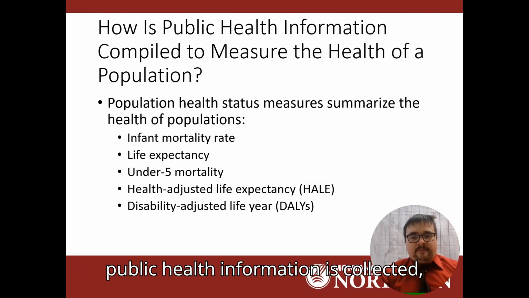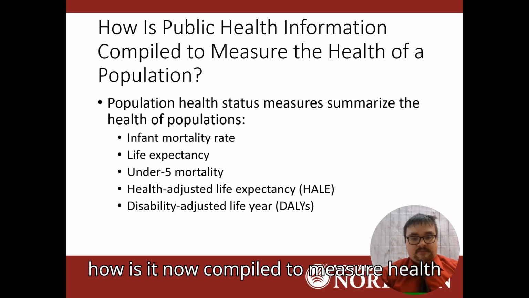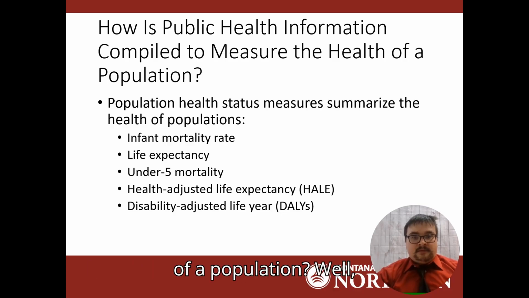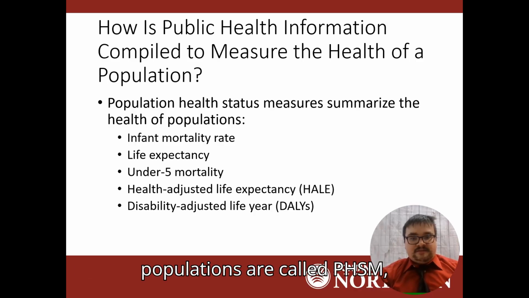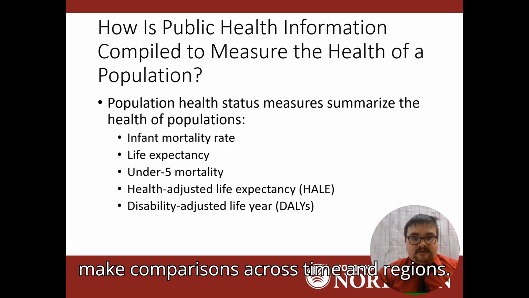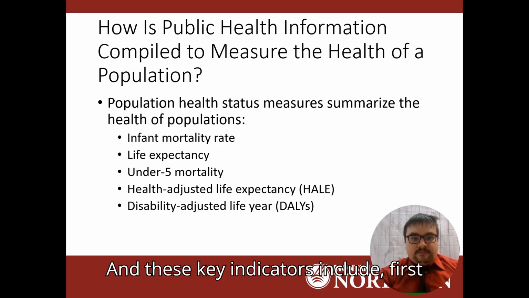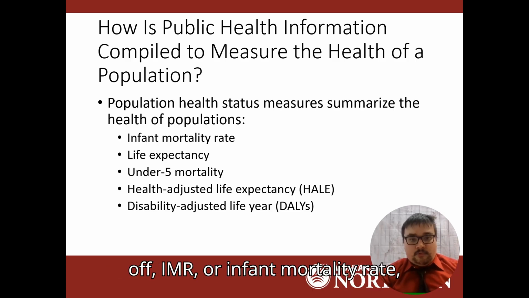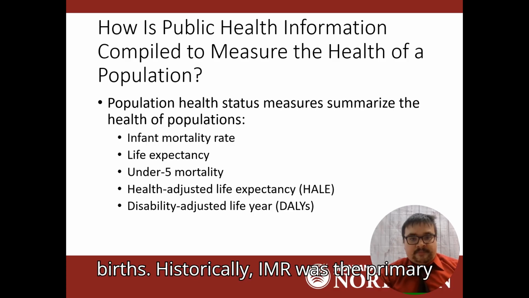Now that we went over how that public health information is collected, how is it now compiled to measure health of the population? Well, measurements that summarize the health of populations are called PHSM, and these help track health trends to make comparisons across time and regions. And these key indicators include, first off, IMR, or infant mortality rate, which estimates the number of deaths in the first year of life per 1,000 live births.